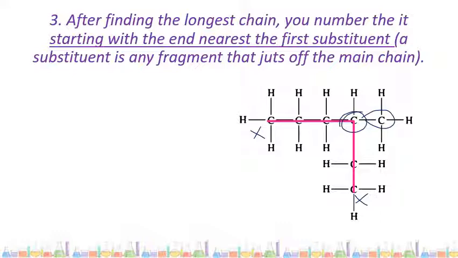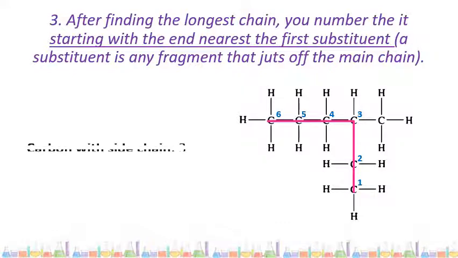If we start numbering from this end, that would give that carbon a number of 4. If we start numbering from this end, that would give that carbon a number of 3. So that's the one we're going to go for. If I start numbering here, you will see that it ends up as carbon number 3, and that's lower than 4, obviously, so that's the one we would go with. So our side chain is on carbon 3.